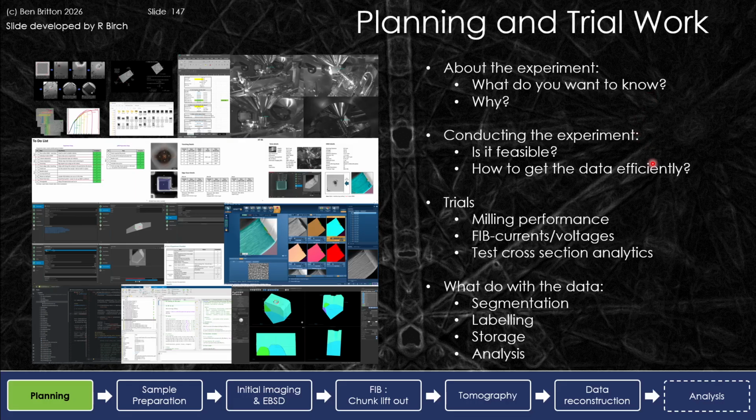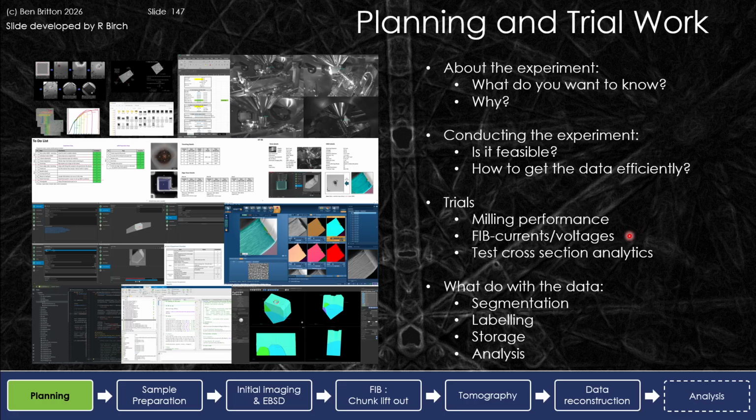So then you design the experiment. Is it feasible? How do you get the data efficiently? And the efficiently is both in time, but also in storage on the computer. We produce vast data sets for this. We do a series of trials to check milling performance for the tomographical slicing, but also in the sample prep.